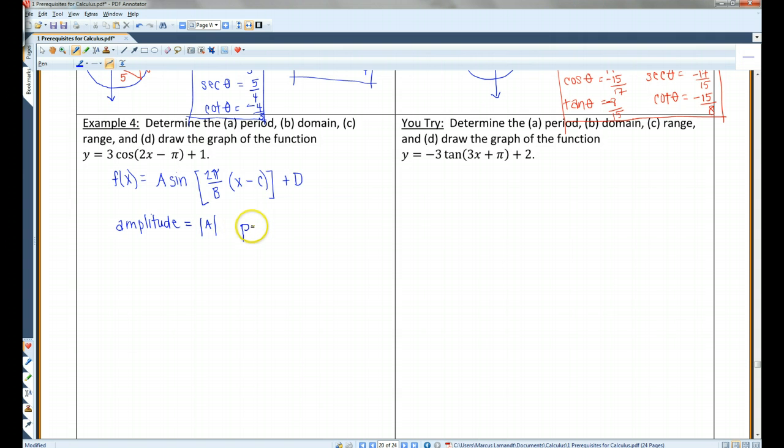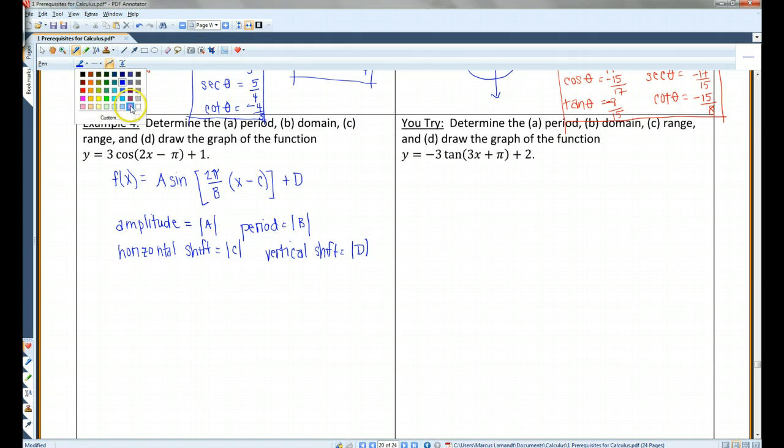Your period is going to be 2 pi over the absolute value of B. C is your horizontal shift, and D is your vertical shift. Once again, these are all absolute value. I'm going to do it this way this time, so let me change colors and use a color I haven't used yet. I want to get this into this form.